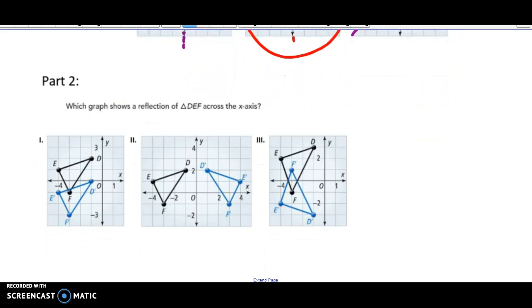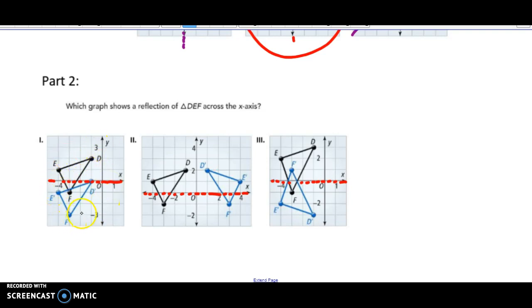And part 2, which graph shows a reflection of triangle DEF across the x-axis? So first, let's draw attention to our x-axis in each of these drawings. So we're looking for the one that shows a reflection. All 3 of these have triangle DEF, but I need the one that is reflected or flipped across the x-axis. Go ahead and pause the video if you need more time to look.